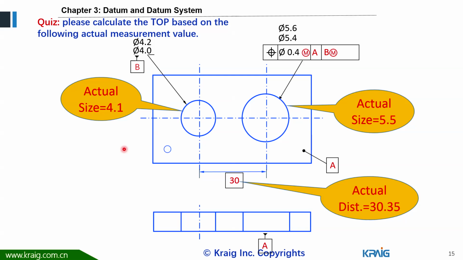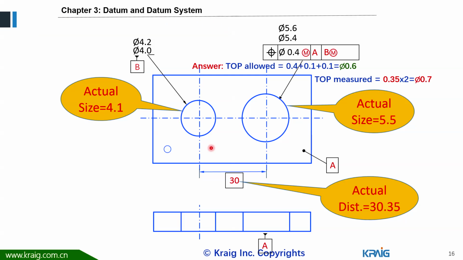Okay, let's give you a quick question on how to calculate the datum shift. For example, if the actual size for this hole is 4.1, what's the datum shift? If the actual size of the tolerance feature is 5.5, what's the bonus? And then we need to calculate what's the total position allowed in this case. So you can pause the video here, calculate it by yourself, and then compare with the answer in the next slide. Okay, so let's find out the answer then.